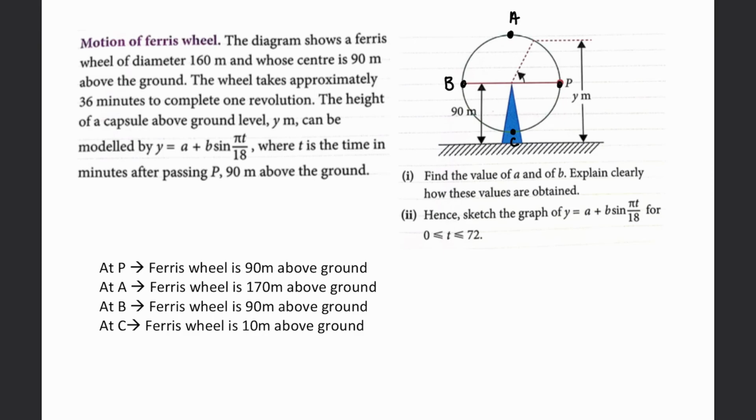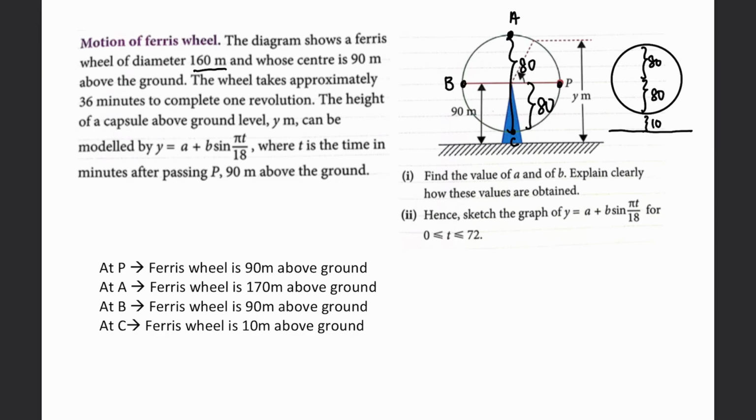Why? The question here mentioned that the wheel of the diameter is 160 meters. So meaning from here to here is actually 160 meters, which we divide by half, this will be 80 and 80. If I trace out the circle, here to here is actually 80, here to here is actually 80, and then the small little part here is 10. So this is actually how the Ferris wheel looks like, without all the stand.